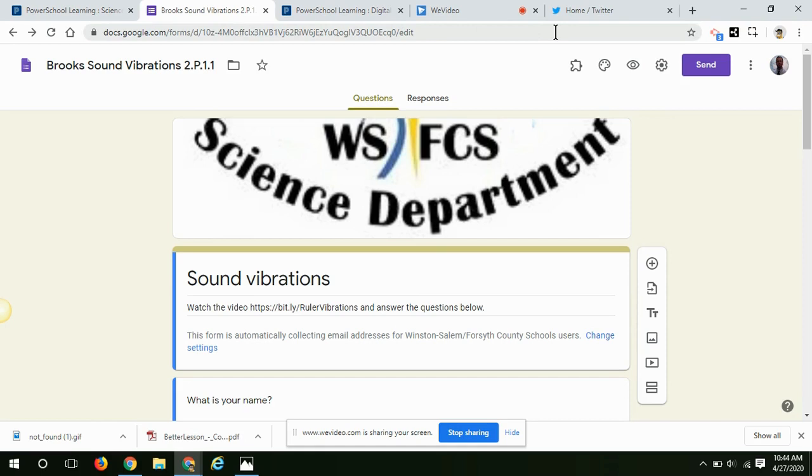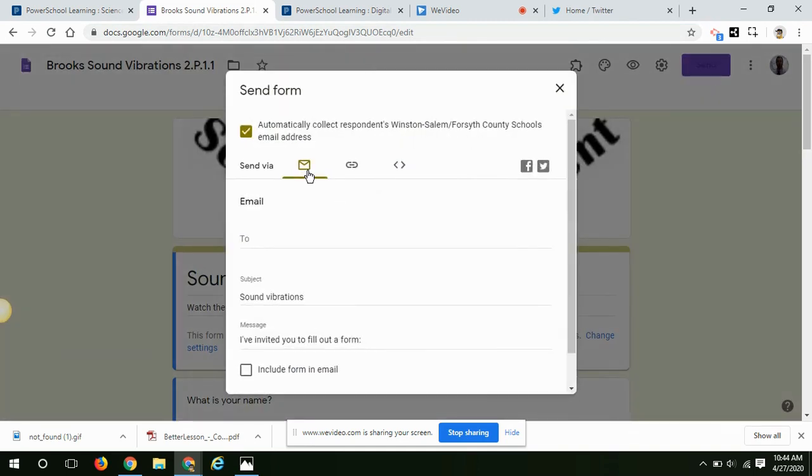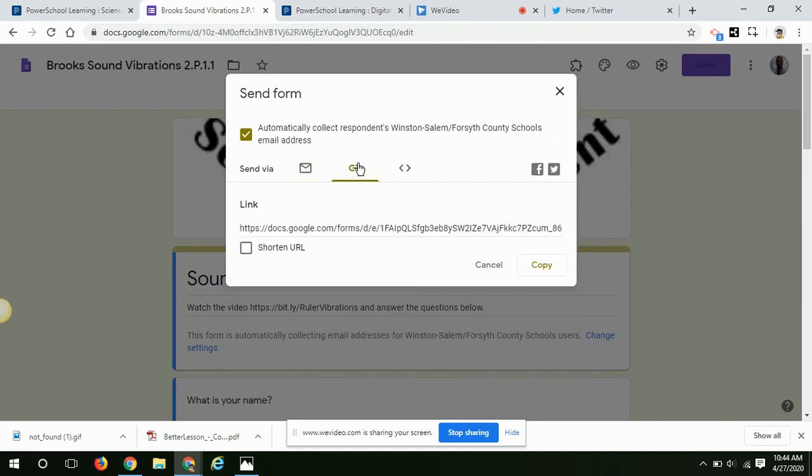Now, once we have created this one, you can submit it to somebody and give it to your kids. You can email it to them if that's how you want to do it, if you've taught your kids to check emails. If you want to post it and you want a link, you can take the link here. Oh, that's too long. We click this button right here and it shortens it down. And you can hit copy and then you can go post that into PowerSchool Learning. You can post it into Google Classroom. However you do that, you can put that in there.